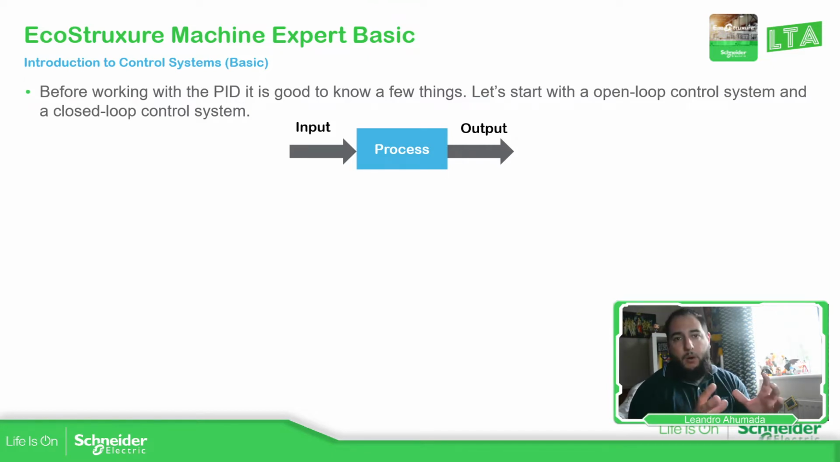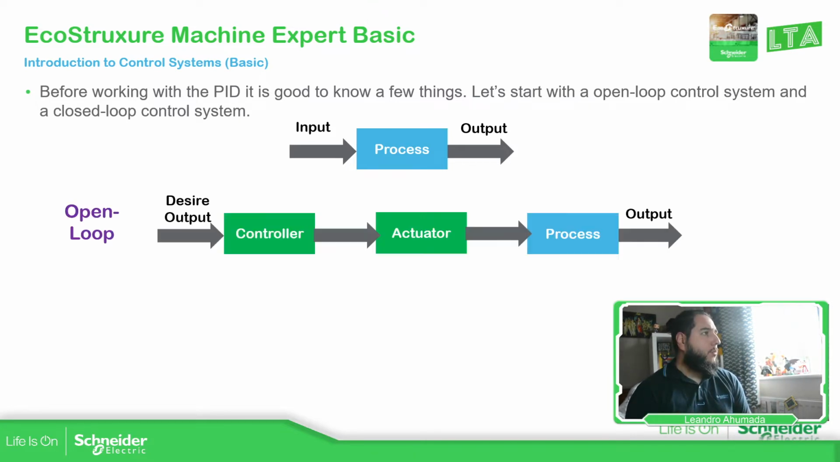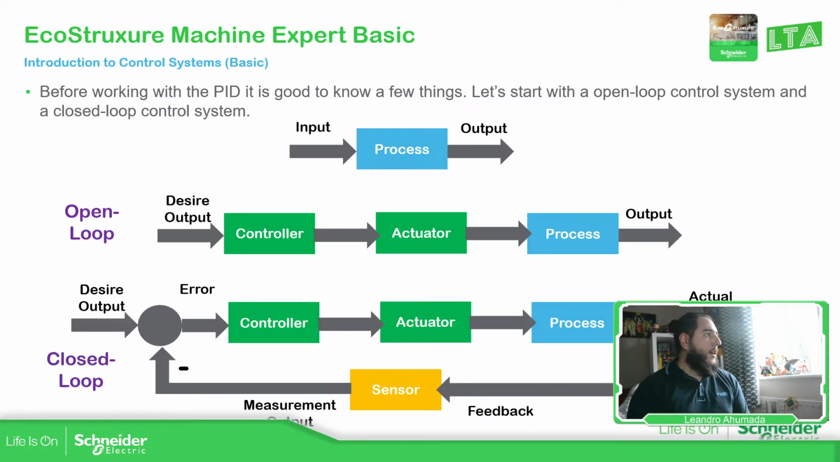So we have our process, the thing that we want to control. We have two main kinds of control system. We have the open loop, where we have the controller, and we assign one actuator. It's not a physical actuator, it could be something that sends the value to what we want to control, and we don't have any feedback. That's the open loop system. And then we have the closed loop.